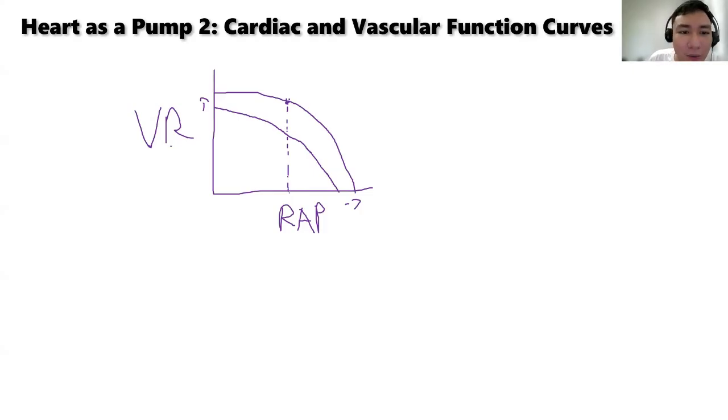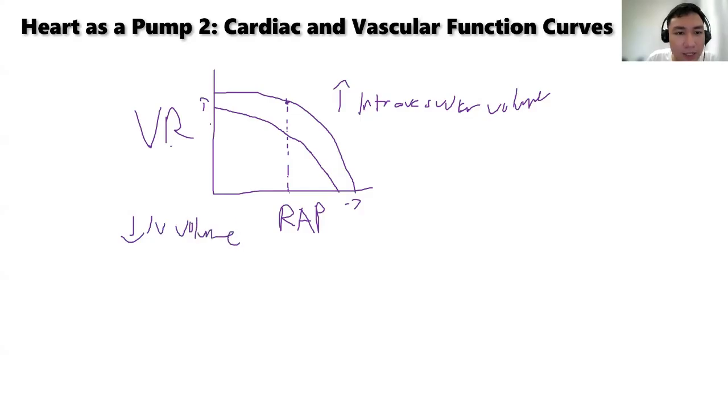because you just have more blood in the circulation. When it's the opposite, this is an increase in intravascular volume. What if we decrease the intravascular volume? That will cause a shift down and to the left. So for a given right atrial pressure, your venous return would be less. Same thing, you have less blood in the circulation, so less blood will return to the heart. Okay? So this is your vascular function curve.